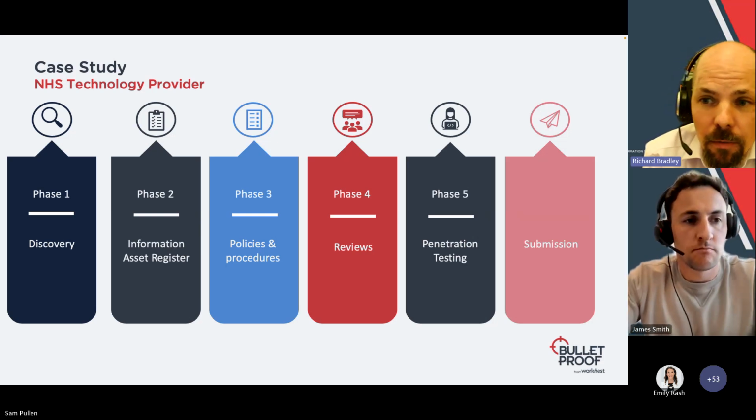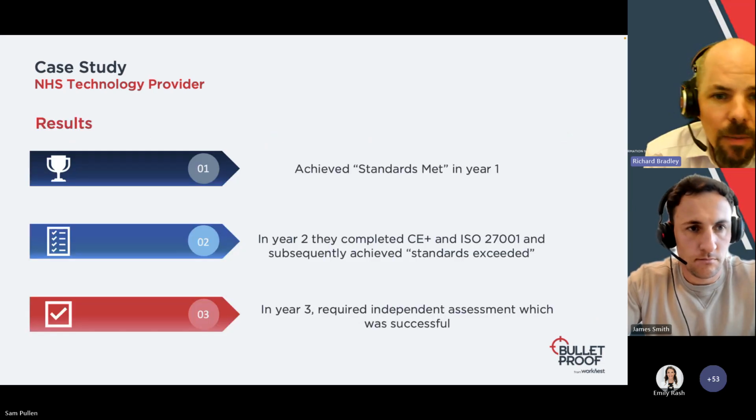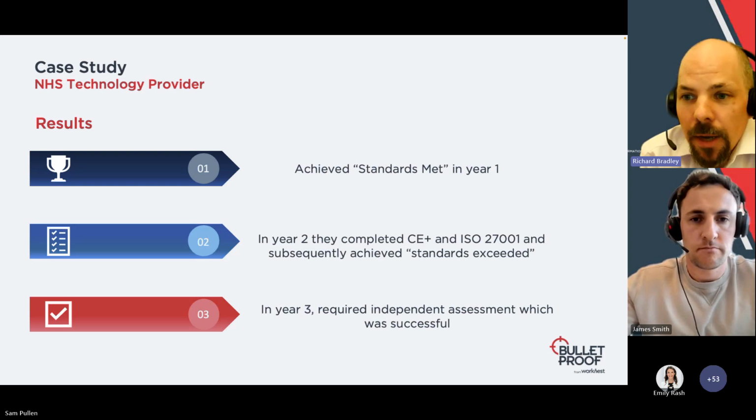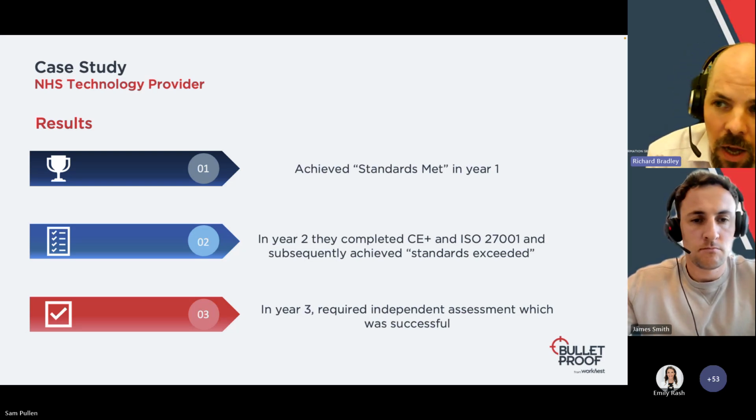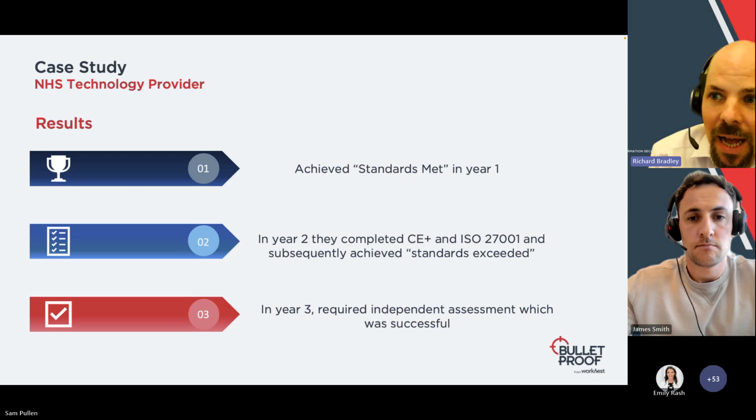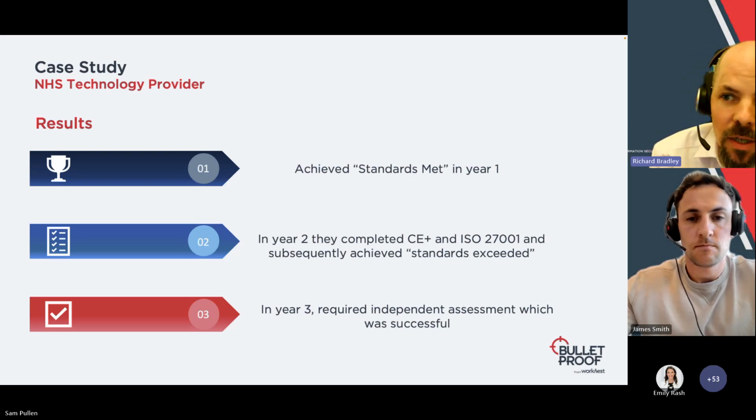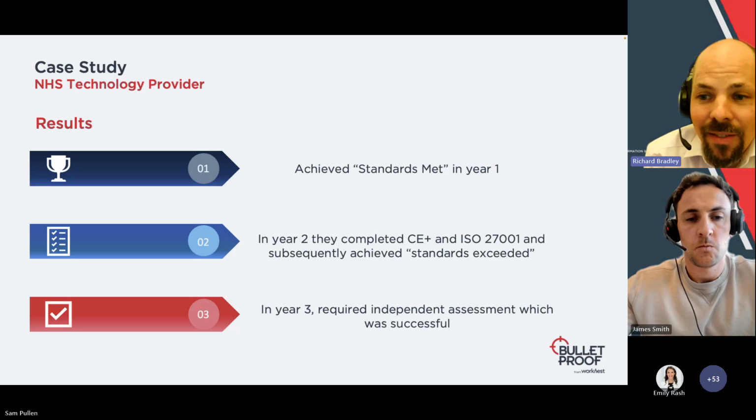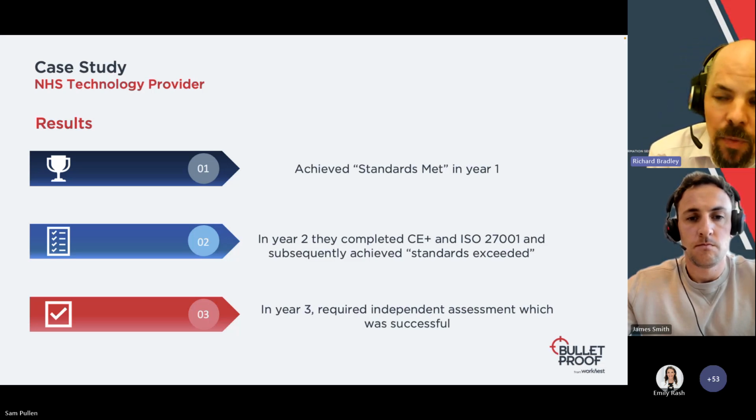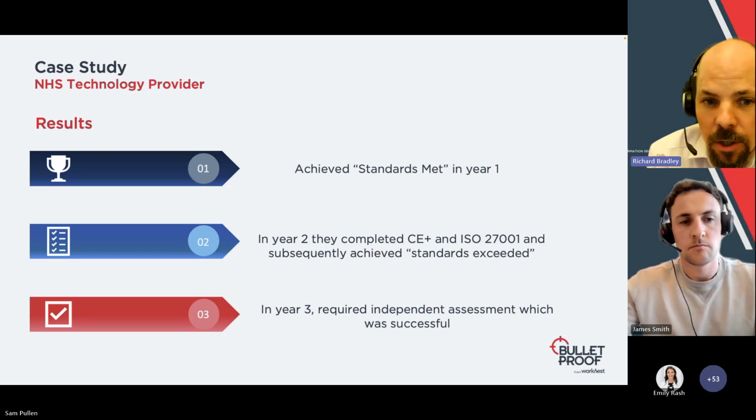Results. So year one, apologies, I think these are on the next slide. Thank you very much. In year one, achieved standards met. Year two, revised the exercise, and they completed Cyber Essentials Plus and ISO 27001 that year and subsequently achieved standards exceeded. In their third year, for the first time, they were required to get an independent assessment, which was successful, and there were no challenges to their assertions.